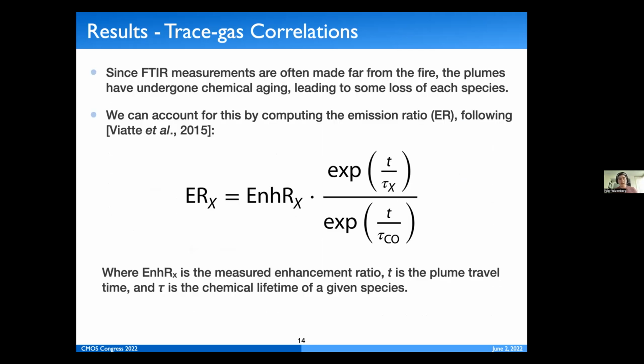So, since our ground-based FTIR measurements are often made quite far away from the source of these fires, these plumes have undergone some kind of chemical aging, which leads to loss of each species. We can account for this by computing the emission ratio, which basically is correcting the enhancement ratios for the travel time of the plume, which is about 5 days for these fires, and the lifetimes of each species in the atmosphere.